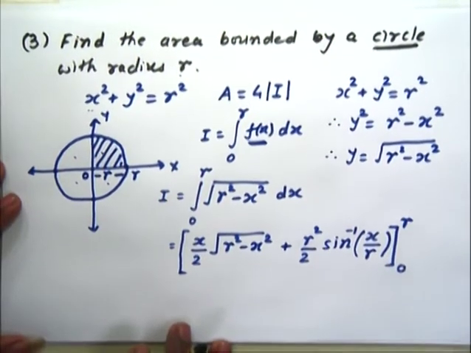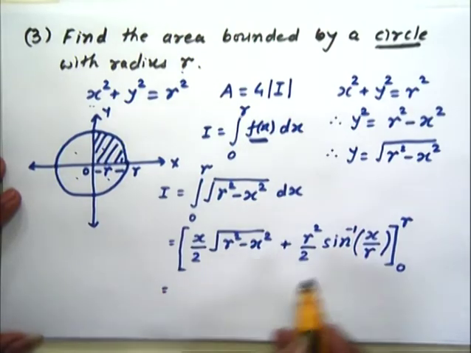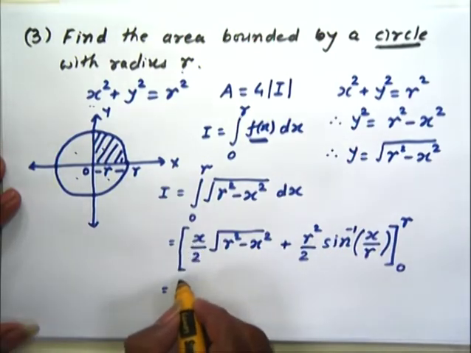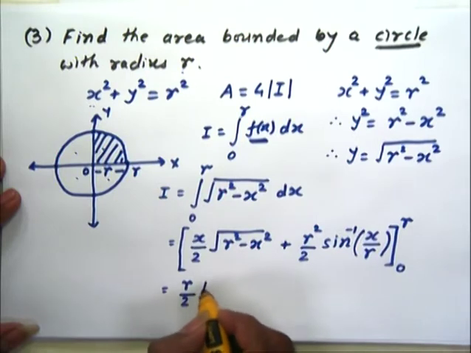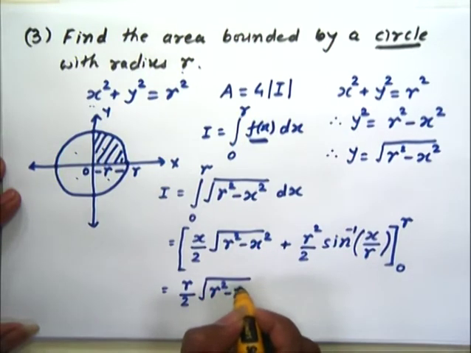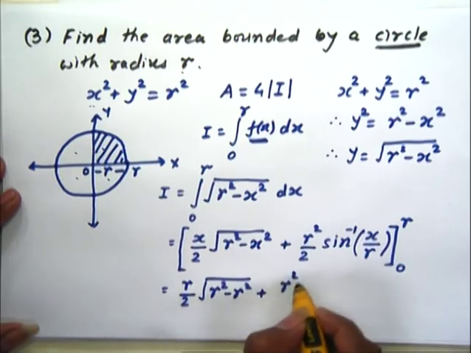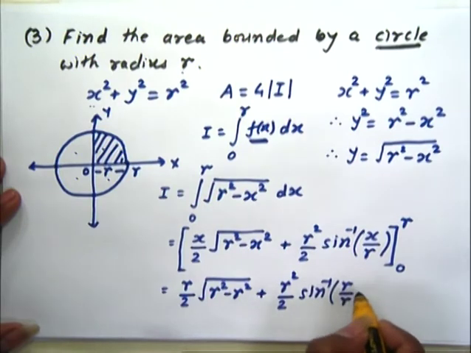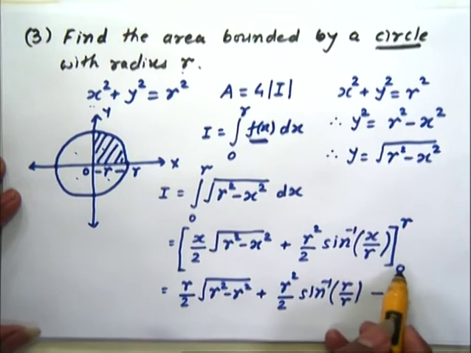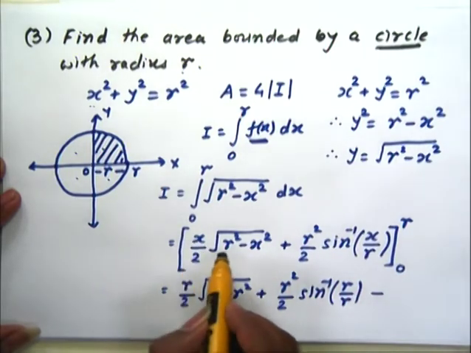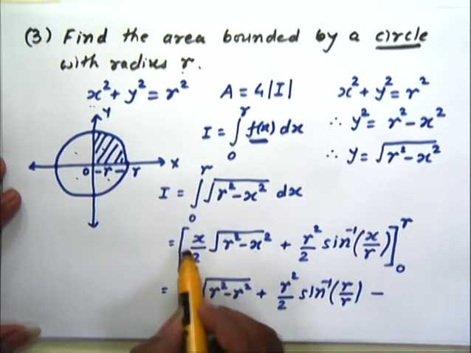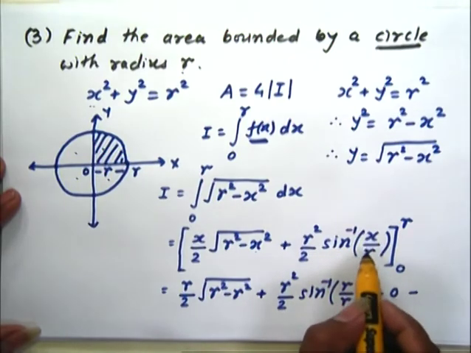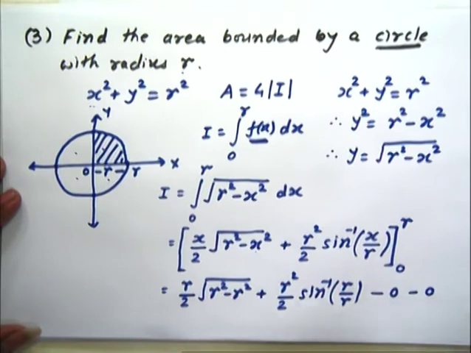Okay. Now substitute the value r in the place of x. So this is r by 2 square root of r square minus r square plus r square by 2 sine inverse r upon r minus, we have to put 0 by 2 into r square minus 0. This is 0, so the whole thing is 0 minus r square by 2 sine inverse 0 upon r. Sine inverse 0 upon r is 0, so sine inverse 0 is also 0, so this part is also 0.